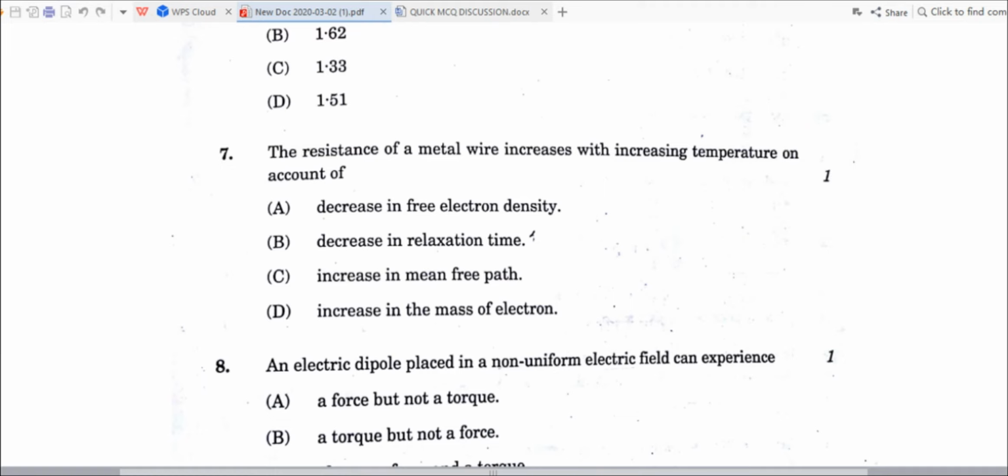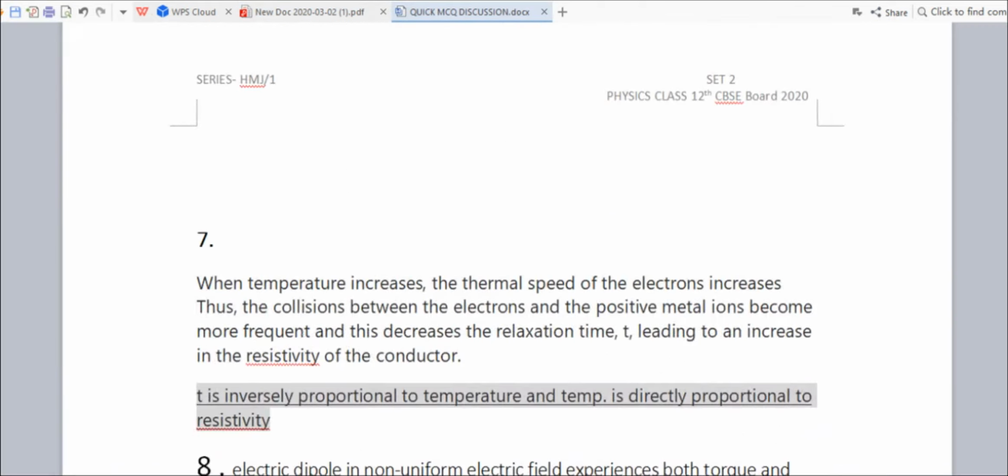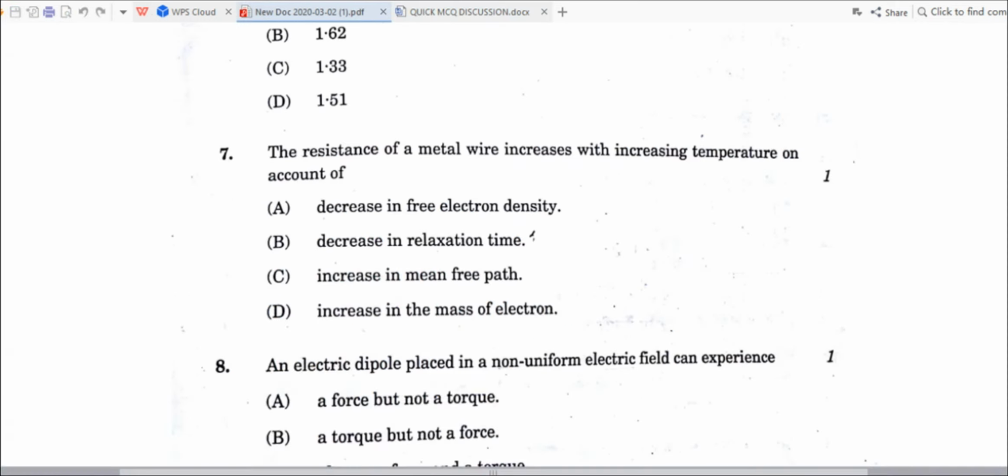Okay, moving on to the 7th question. The resistance of metal wire increases with increasing temperature on account of. So the answer is like this. When temperature increases, the thermal speed of electrons increases, which means collisions between electrons and positive metal ions become more frequent, which decreases the relaxation time. Simply, you can remember that relaxation time is inversely proportional to temperature, and temperature is directly proportional to resistivity or resistance. Therefore, it is actually due to decrease in relaxation time.